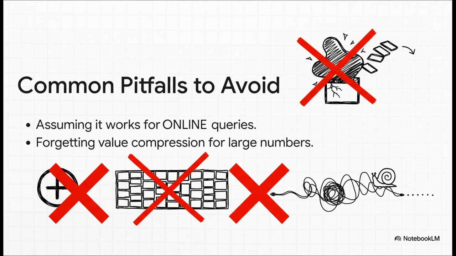And just as important, here are the common pitfalls, the red flags to watch out for. First, don't even try to use it for online queries, where you get them one at a time. It just won't work. Also, a pro tip: if the numbers in your array are huge, you might need to use value compression first. And of course, don't mess with the block size. It really needs to be around the square root of n for that optimal balance. And I'll say it again, if you don't have those O(1) updates, just find another way.